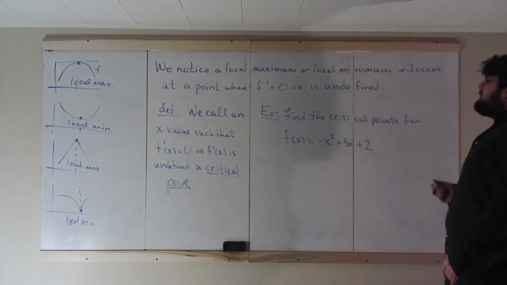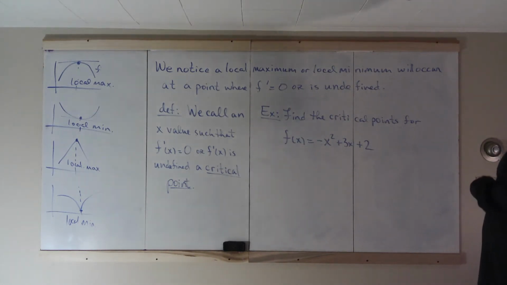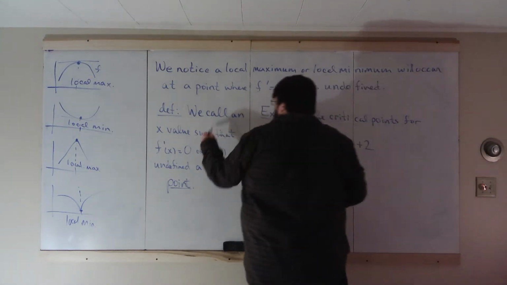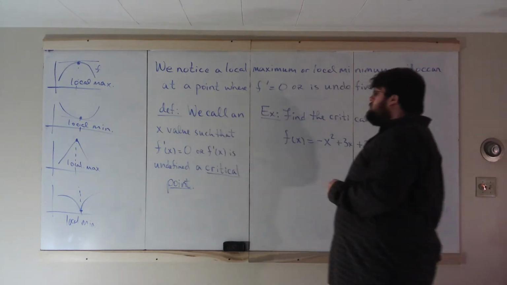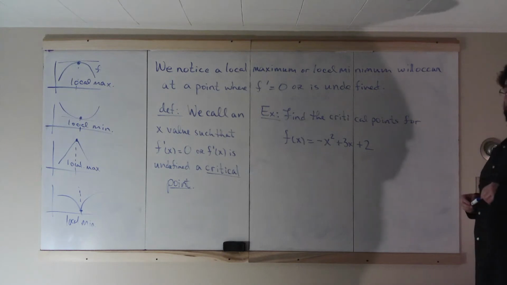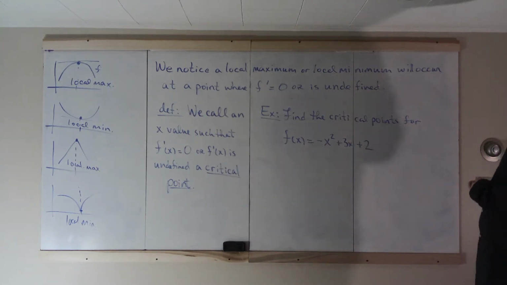So this remark at the top is what I just said. We notice a local maximum or local minimum will occur at a point where the derivative is 0 or undefined. And those are important points. So we're going to call such an x value, an x value where the derivative is 0 or undefined, a critical point. And let's just look at this example. Find the critical points for this function.